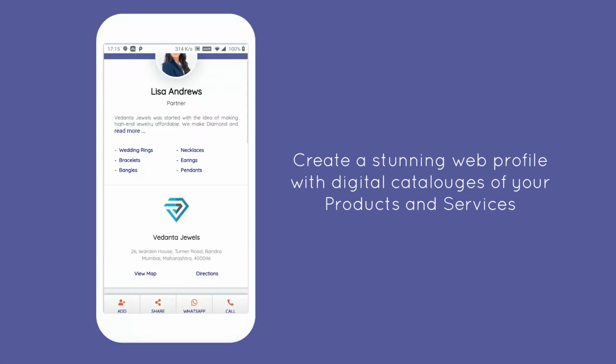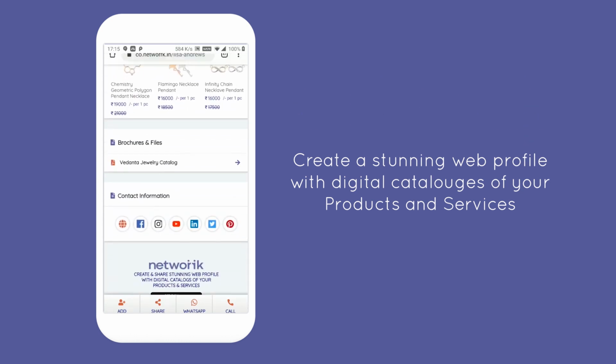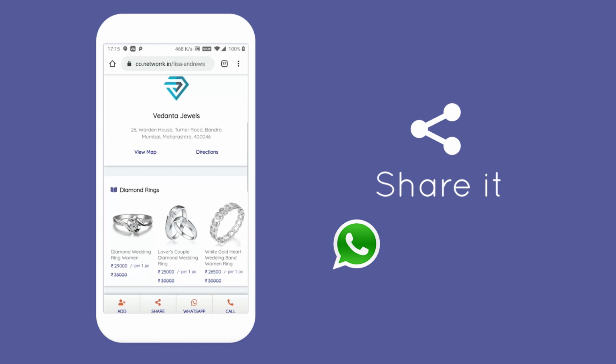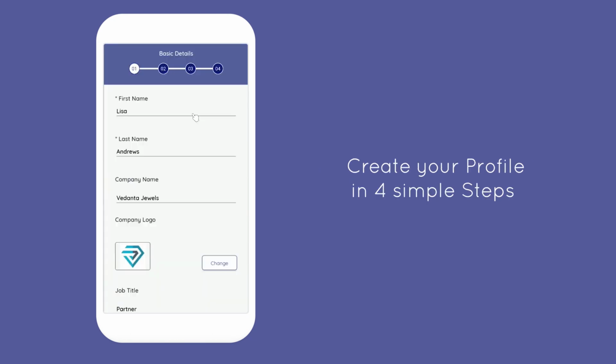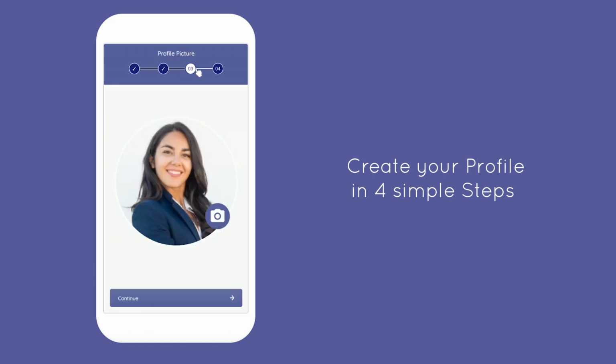Now create a stunning web profile with digital catalogs of your products and services in minutes and share it instantly via WhatsApp, SMS or by email. Here's how you do it. Download the Networrk app. Create your profile by adding details about your business that your customers need to know, in 4 simple steps.